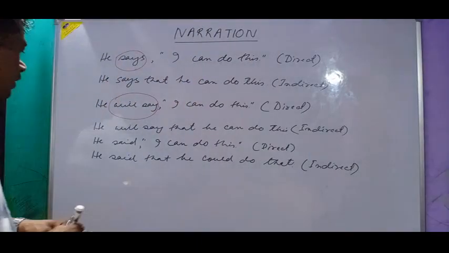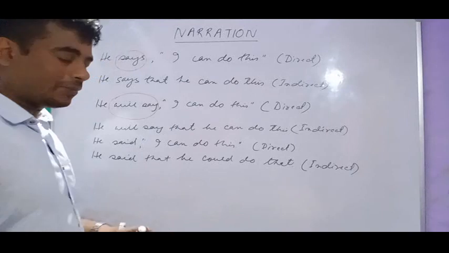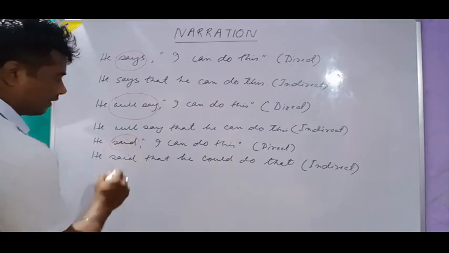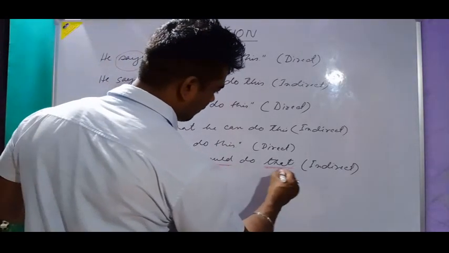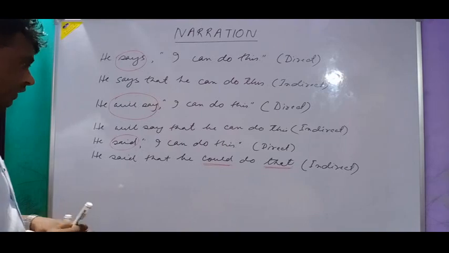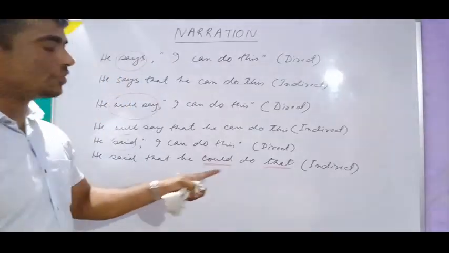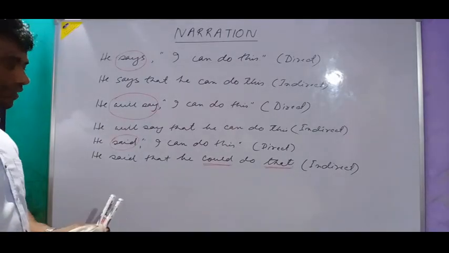Okay. He said that he could do that. Some changes have taken place here. Because it is in said, that's why it has become could and it has become that. So as I have already told you, when the reporting speech is in past tense, these changes take place. Okay. Another important thing.